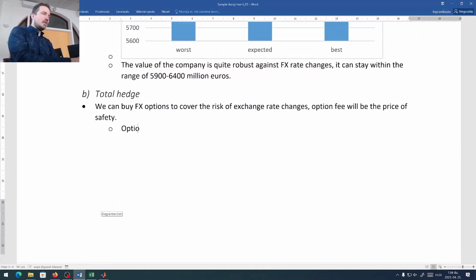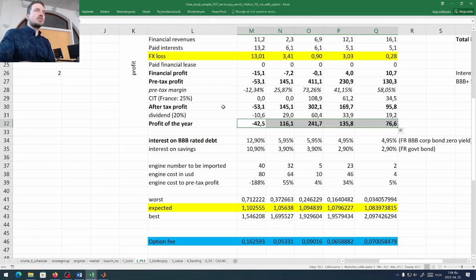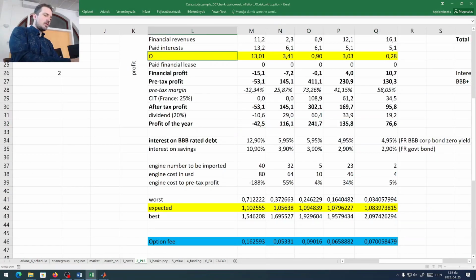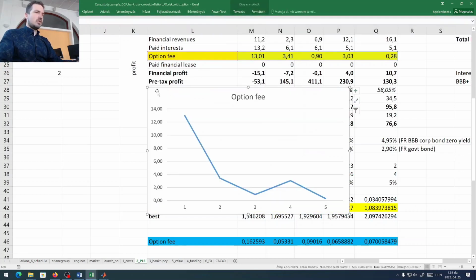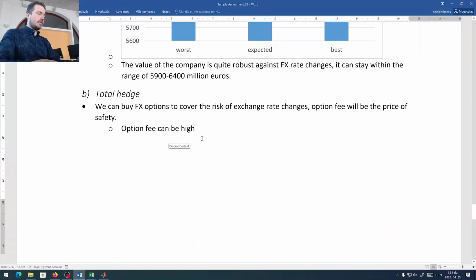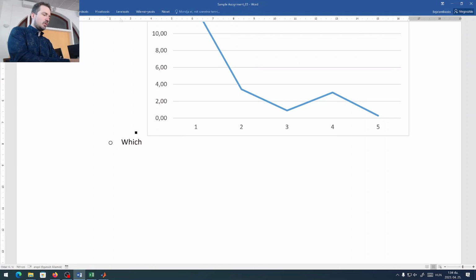The option fee can be high, so we could see that we have to pay a lot for options, which can put the profitability under pressure, but the value of the company remains close to the expected value.